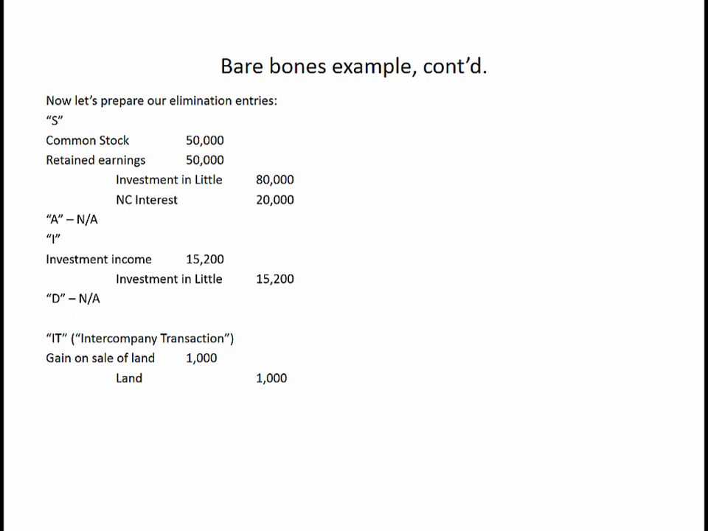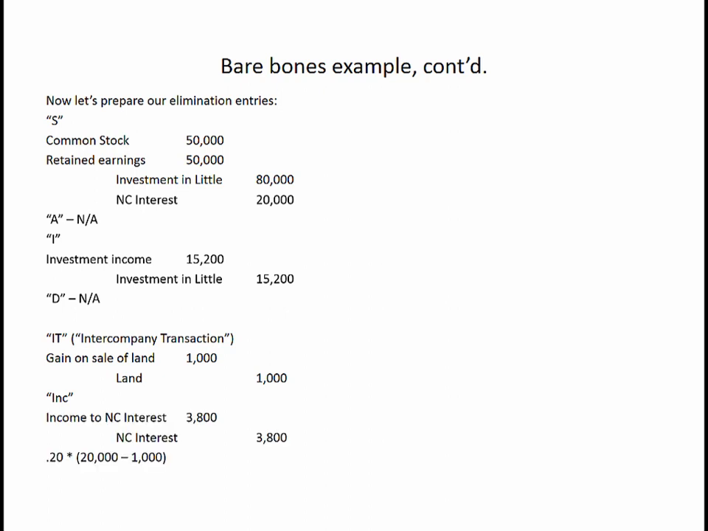We need to eliminate the $1,000 gain on sale of land that's on Little's income statement. So we debit gain on sale of land, and at the same time we have to reduce the land to its true historical cost. The land is being carried on Big's books at $11,000. That's the price Big paid when they bought it from Little. The true cost is only $10,000. That's the price Little paid when they bought it from some external agent at some year in the past. So what we need to do is reduce the land from the reported value of $11,000 down to the true value of $10,000. Finally, we have our income to the non-controlling shareholders.